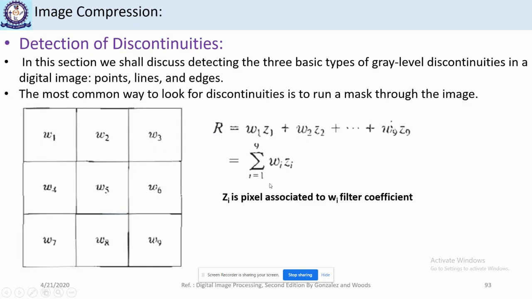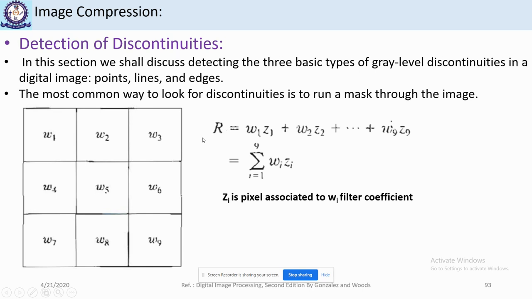Next we have the detection of discontinuities. In this section we shall discuss detecting the three basic types of gray level discontinuities in a digital image: points, lines and edges. We will discuss how we detect the points, how we detect the lines, and how we detect the edges in the images.